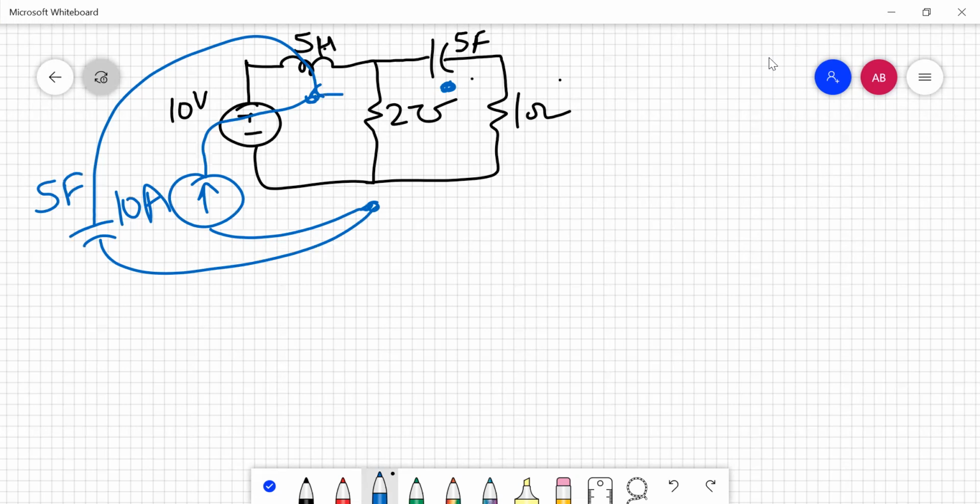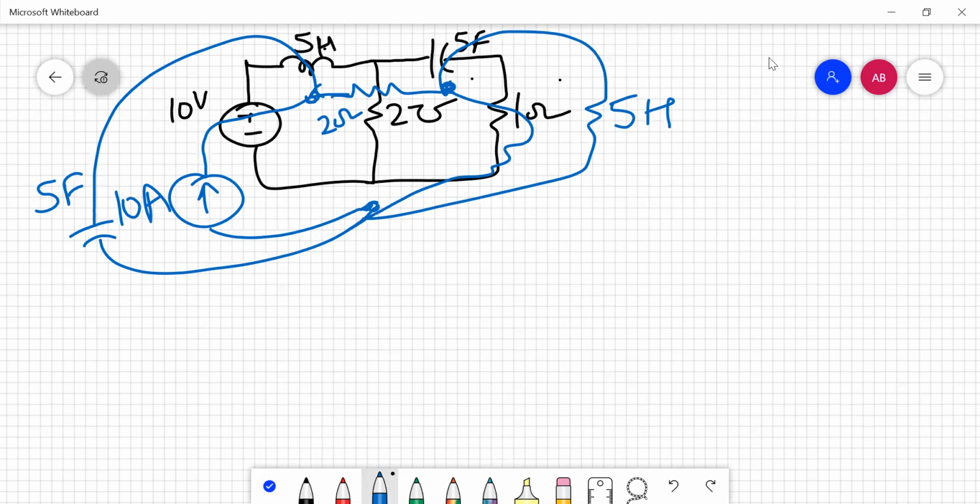Then, because this is 2 mhos, that is the conductance here, it will be replaced with 2 ohms. Similarly, this 5 farad will be replaced with 5 Henrys. And lastly, this 1 ohm will be replaced with 1 mho. And then you have to draw the circuit again. So you should be very clear how your circuit will look.